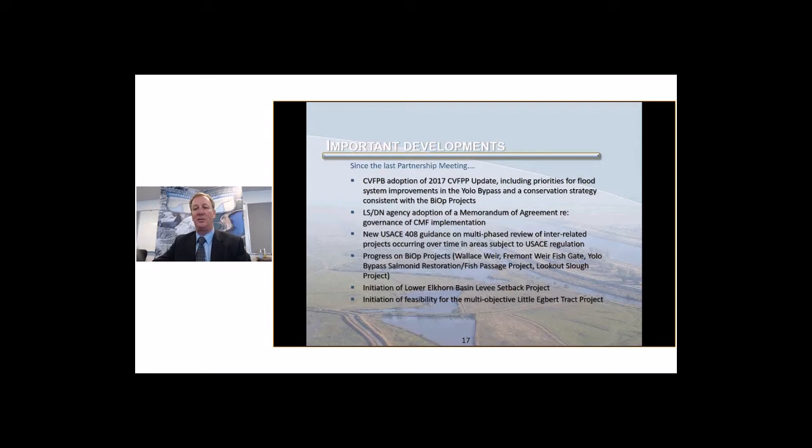A lot of these are good efforts. They're leading to broad efforts of resolving many of the thorny issues in implementing the projects in the Yolo Bypass.